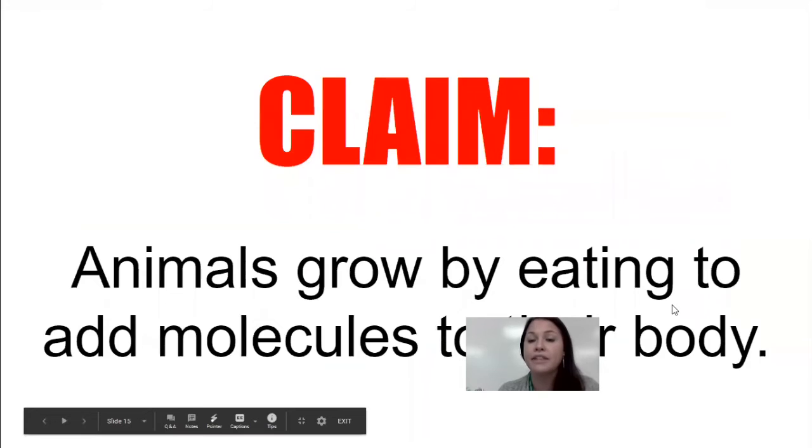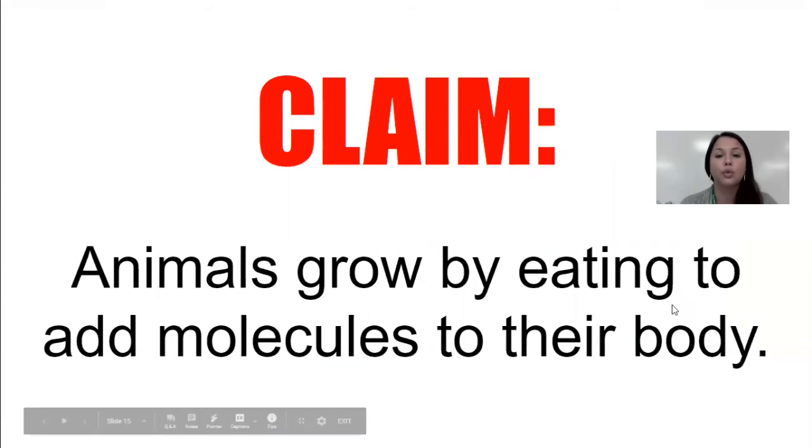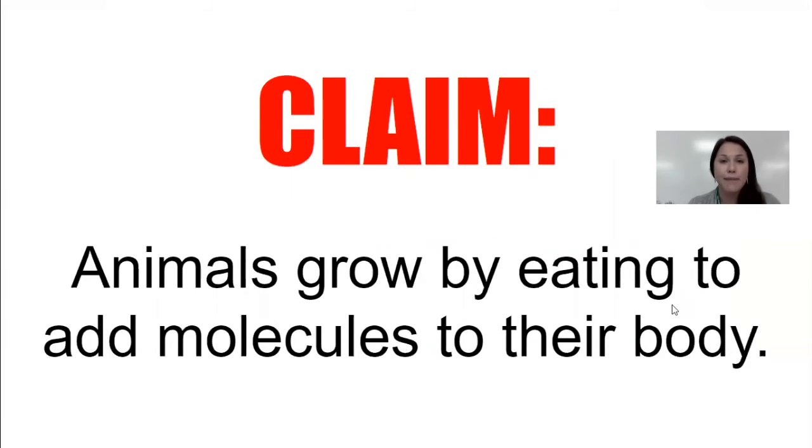So we are going to make the claim that animals grow by eating to add molecules to their body. We saw that in the video of the otters eating mussels, and we see that in the book where it talks about the alligator eating different things in order to grow their body. Animals grow by eating to add molecules to their body, and you do the same thing.